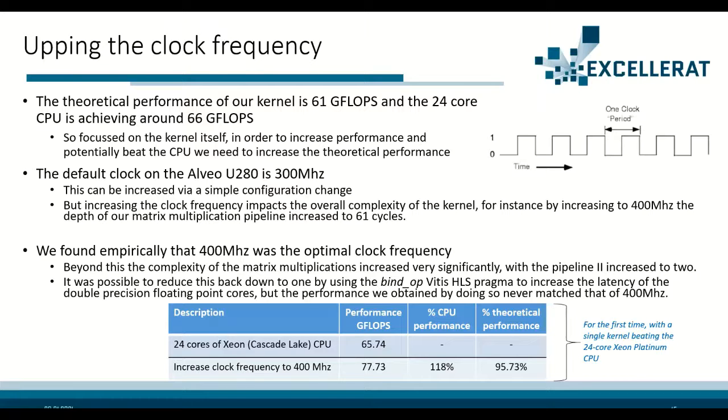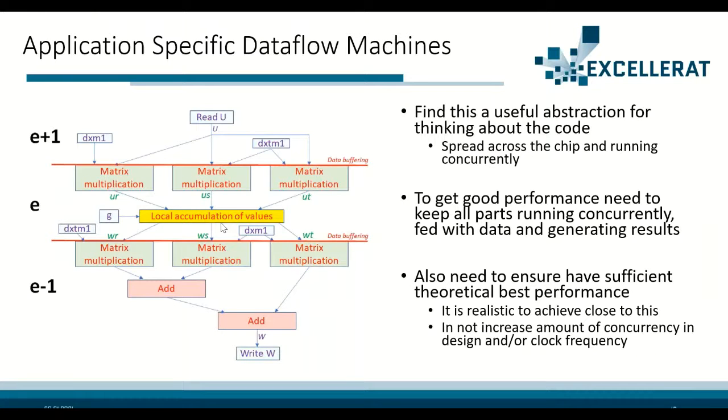Now, what I'm going to talk about in a moment is scaling the number of kernels up, because we're only using here sort of a fraction of the chip. So we can obviously scale the number of kernels up to get us more performance. But just before I do that, while we're focusing on this single kernel, I want to make the summary point that I think it's really useful, when we're thinking about data flow, to have this idea of an application-specific data flow machine.